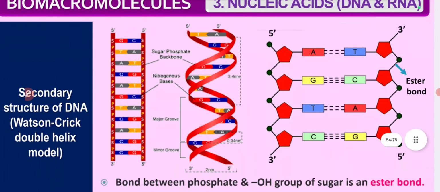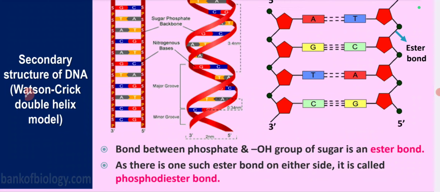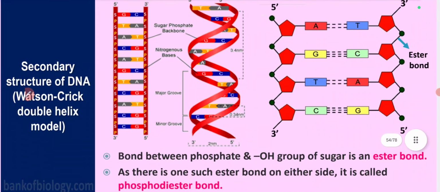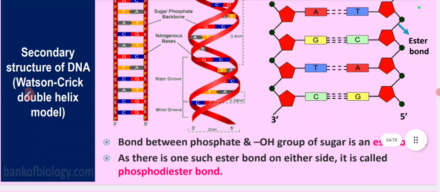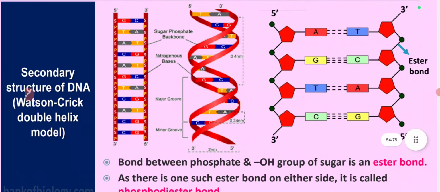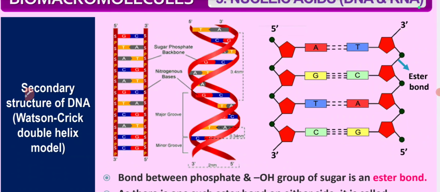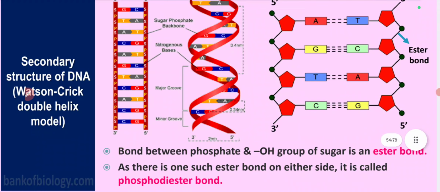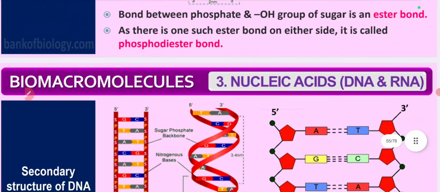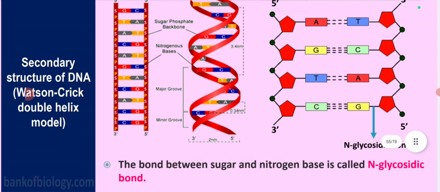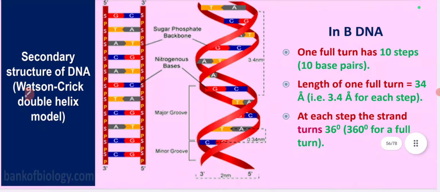Bond between phosphate and OH group of sugar is an ester bond. We have already come across this term, ester bond. As there is one such ester bond on either side, it is called phosphodiester bond. So on both sides there are two ester bonds. That's why it is called phosphodiester bond. The bond between sugar and nitrogen base is called N-glycosidic bond. Remember the term.